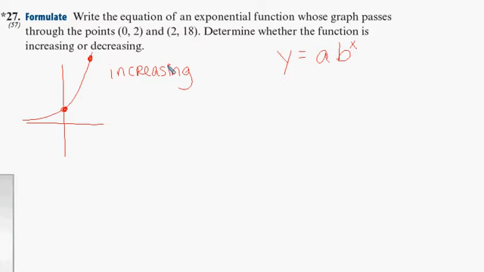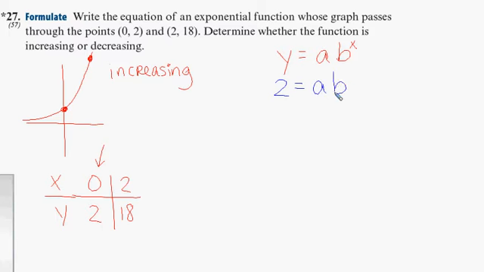Well, let's start with what we know. We have been given two xy pairs. We have 0 and 2, and then we also have 2 and 18, okay? So let's start by using this particular one, because we're going to be able to find the a value because of that. So I'm going to plug in 2 equals a, which I don't know, times b, which I don't know, but I do know that x is equal to 0. Well, notice that anything to the 0 power is equal to 1, so I can say 2 equals a times 1, right? So I know now that a has to equal 2.